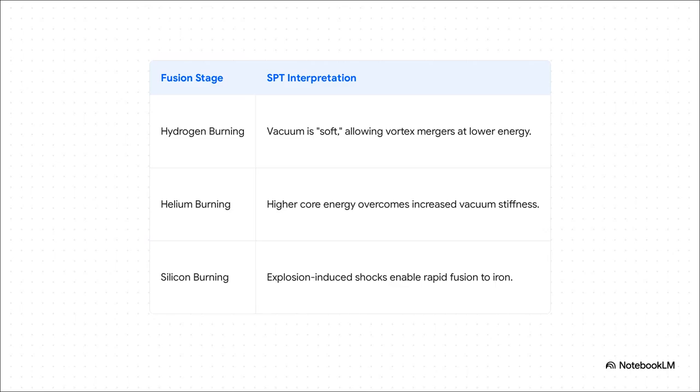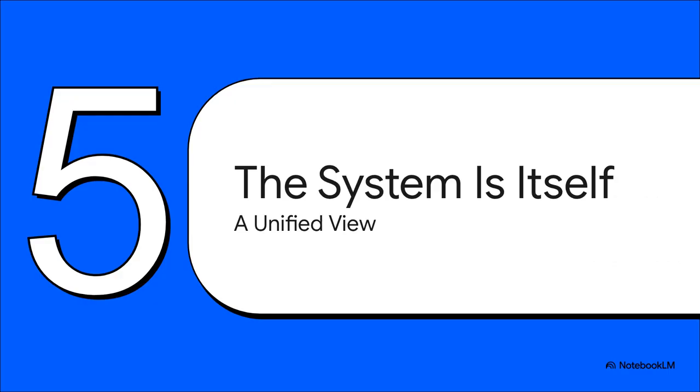This model actually offers a really unique take on fusion. It suggests the process field has a kind of stiffness that gets stronger as energy increases. So as a star's core gets hotter and denser, the field itself pushes back more, making it harder to fuse things. Each new stage of burning, from hydrogen to helium to silicon, is the star generating just enough energy to overcome that stiffness and lock in the next stable element. It does this all the way up to iron, which this model views as pretty much the most stable, perfect vortex geometry possible. Okay, so let's zoom out.